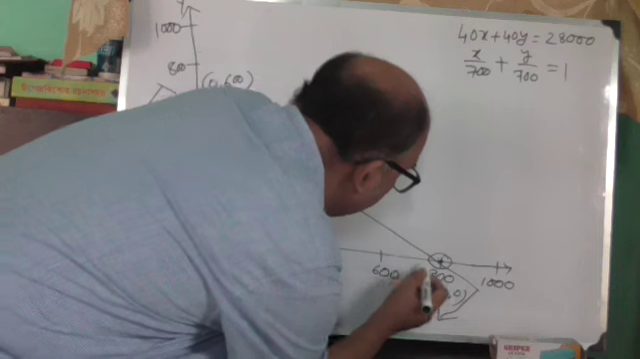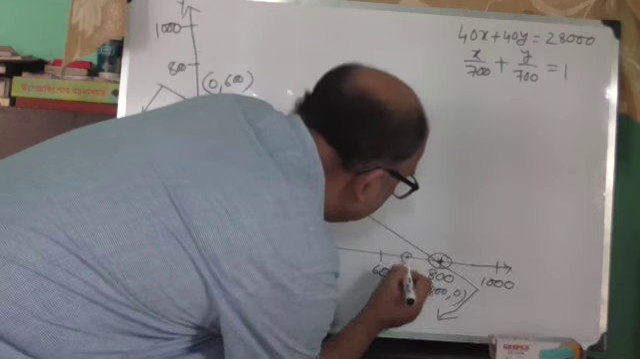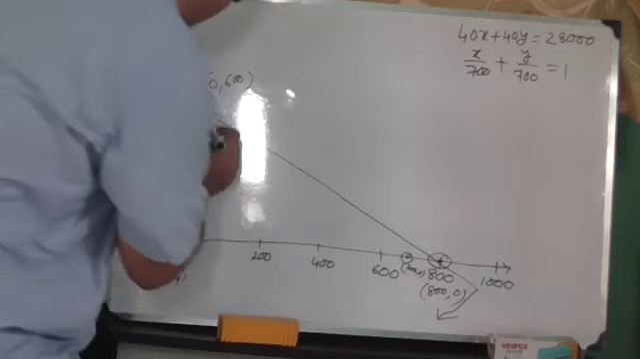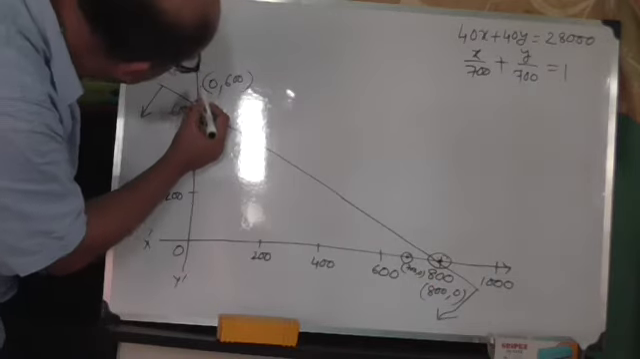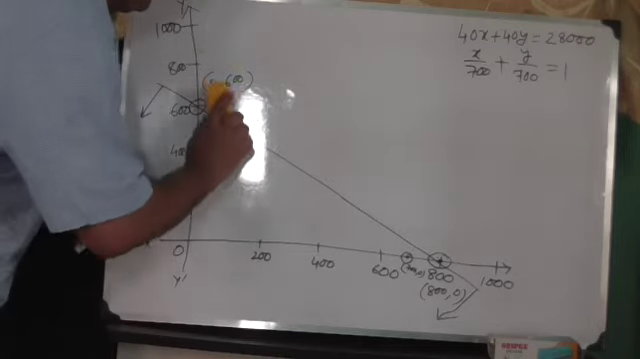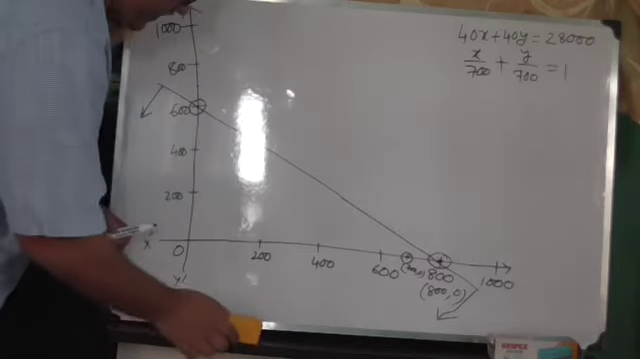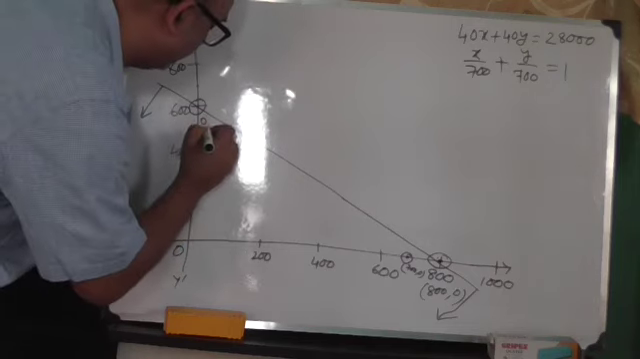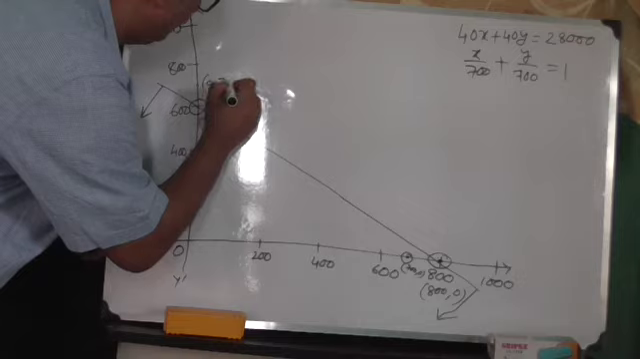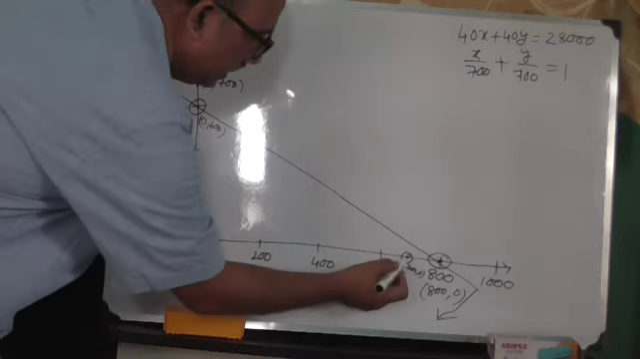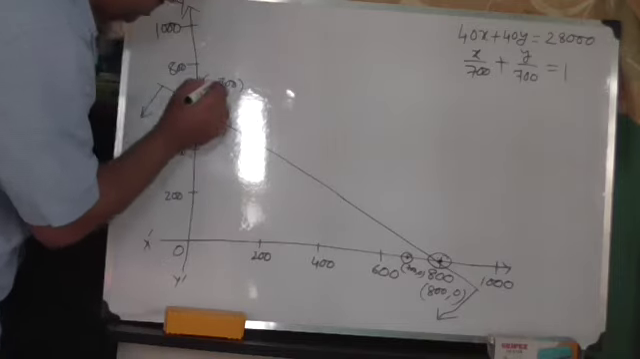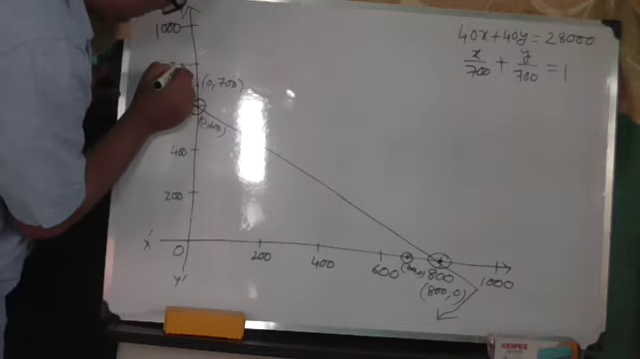So 700, 0 is somewhere in between 600 and 800. This point is 700, 0. Similarly on the y-axis, this is in between 600 and 800, so this point is 0, 700. We join these two points using a straight line.